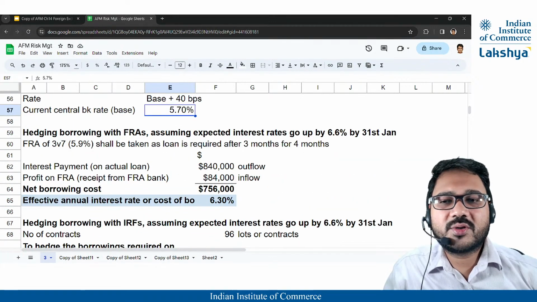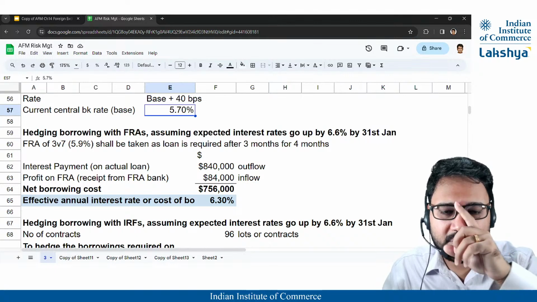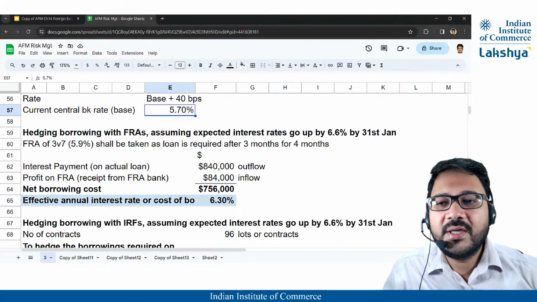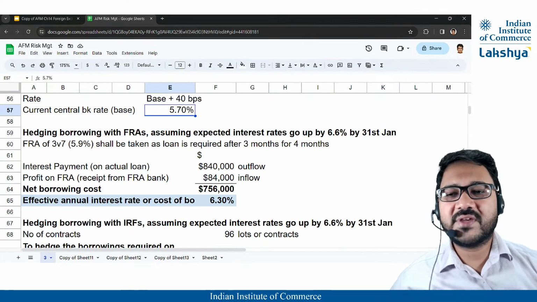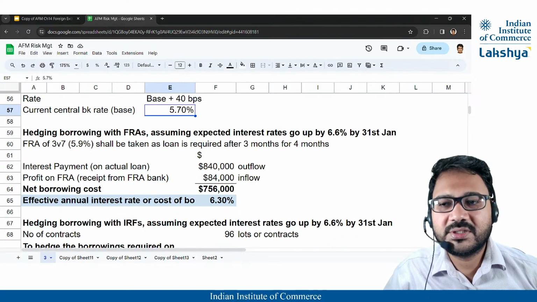The first way to hedge is using FRA. So hedging borrowing with FRA, assuming that the expected interest rates would go up to 6.6% by the 31st of Jan. Then what's going to happen is we shall select the FRA of 3v7, that is 5.9%, as the loan is required after 3 months for 4 months. So interest payment on the actual loan.